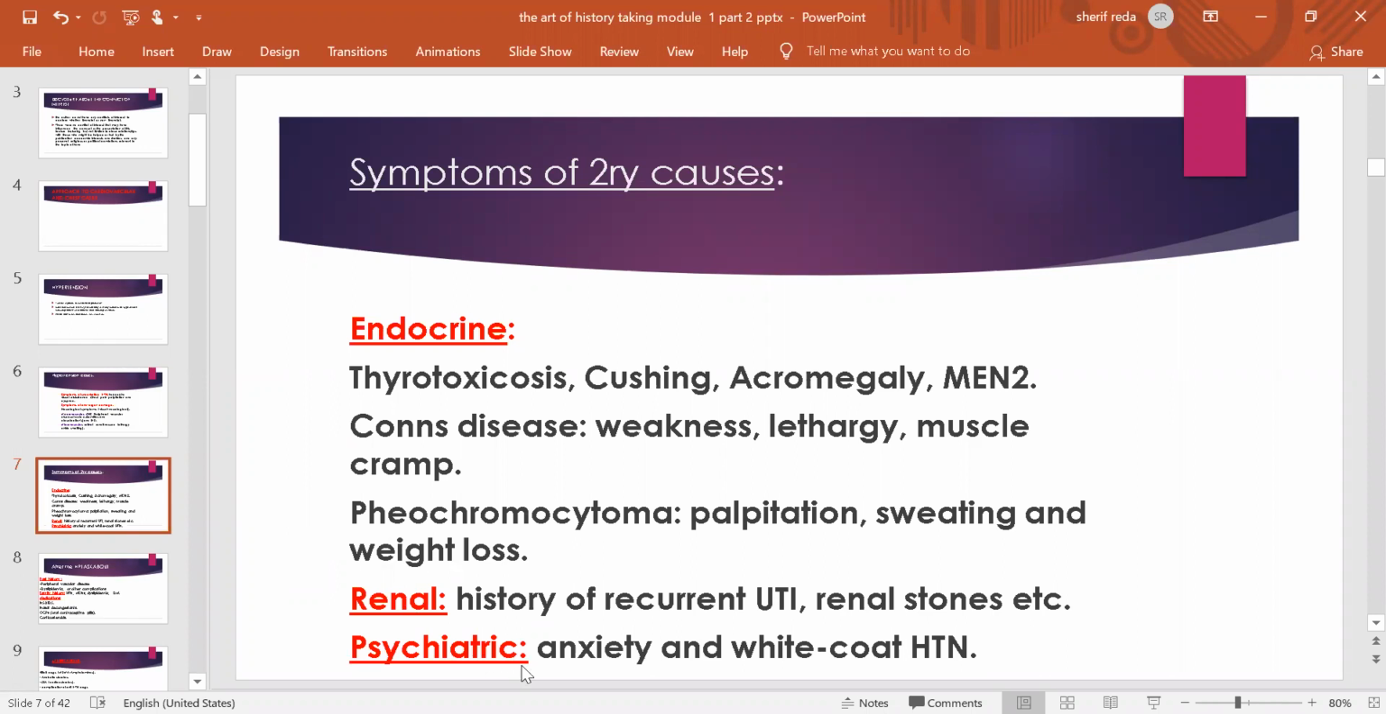The psychiatric symptoms also are very important in such a case because the cause might be only psychiatric. So I have to ask about anxiety and white coat hypertension.